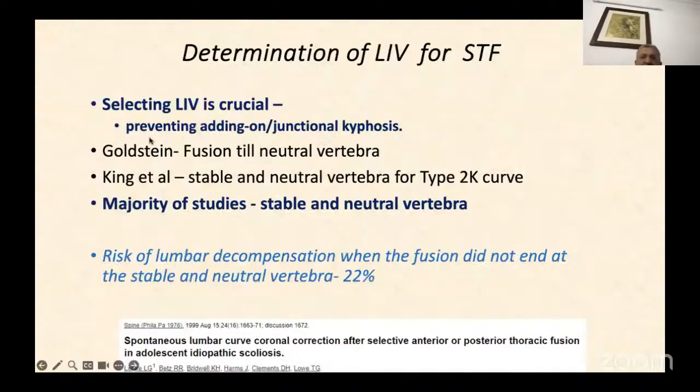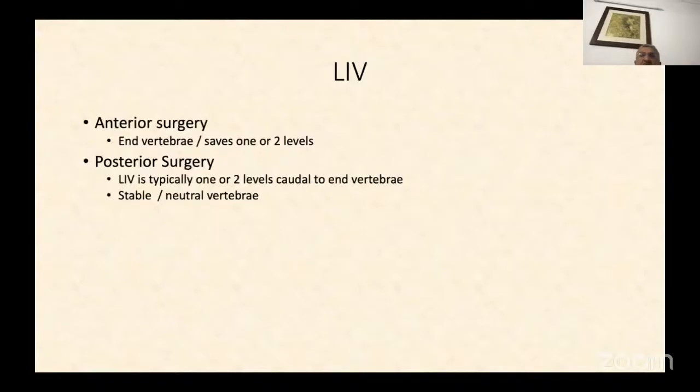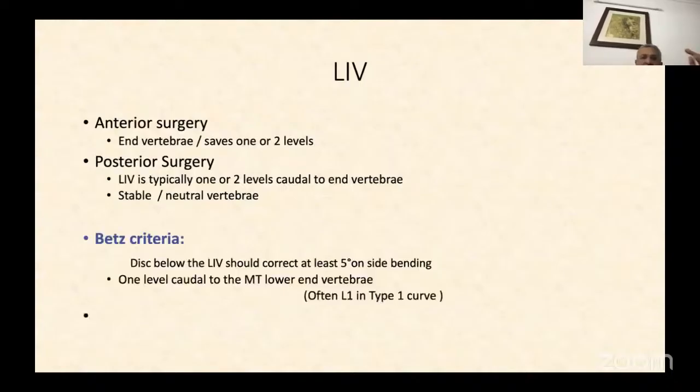As I mentioned, there are many different ways to determine the LIV, but in the majority of the studies, stable and neutral vertebra are what is used, whereas stable vertebra is preferred by the majority of them. It is now well accepted. Either you choose the stable vertebra or within one level of the stable vertebra. If you do an anterior surgery, you can go end to end. However, in a posterior surgery, it always boils down to the stable vertebra. And this is what Bett's criteria also involve.